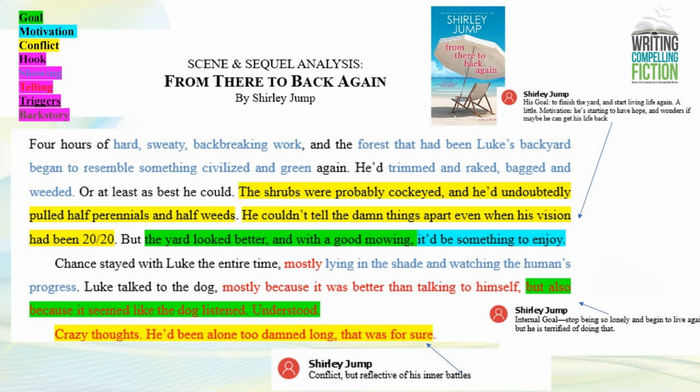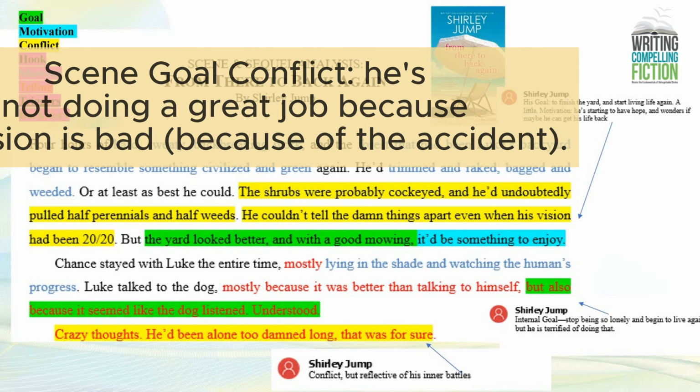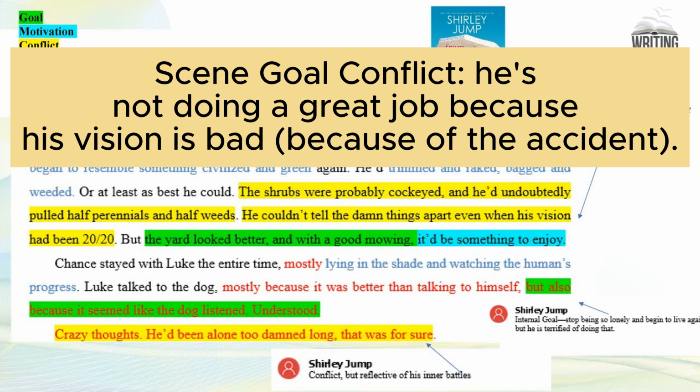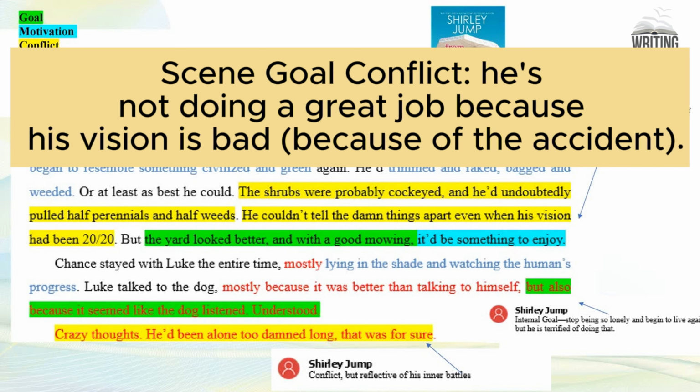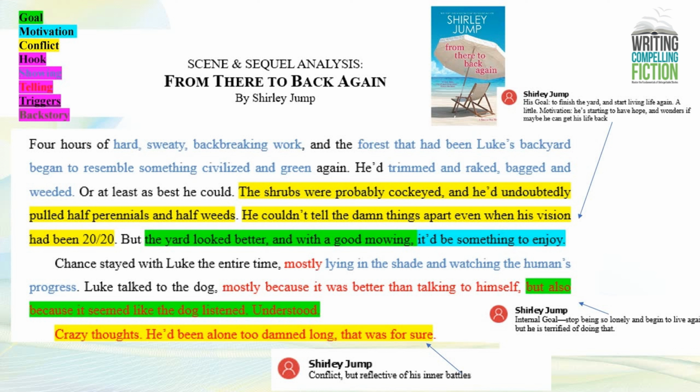Trimmed, raked, bagged, weeded. These are all really visual verbs. This is him having conflict with what he just did. The shrubs were probably cockeyed, and he'd undoubtedly pulled half for perennials and half weeds. He couldn't tell them apart even when his vision was 20/20. So that is working in the conflict. Like, yes, I did the yard, but I probably did a crappy job. And it's because I can't really see, because he's got this vision problem.